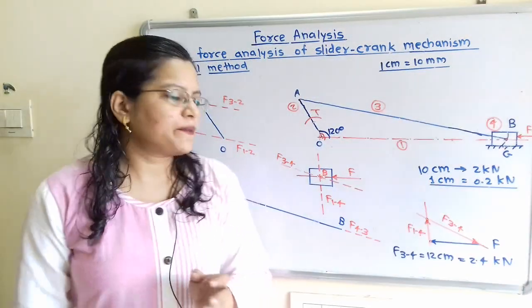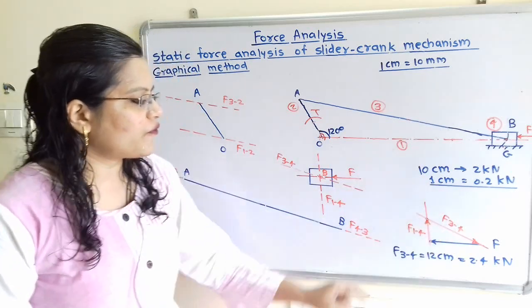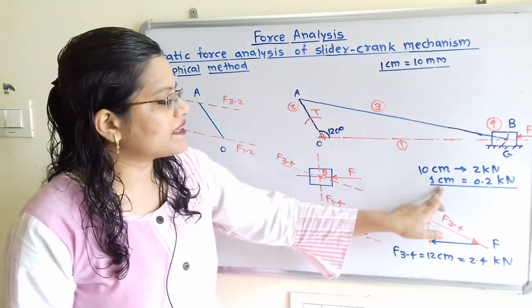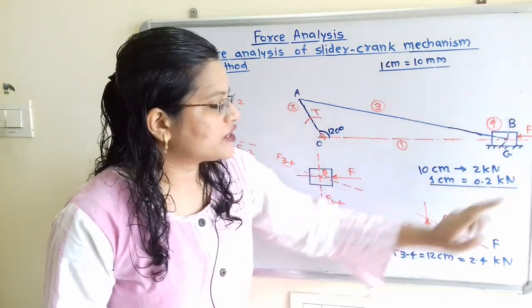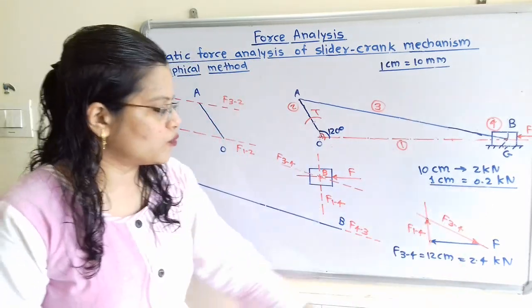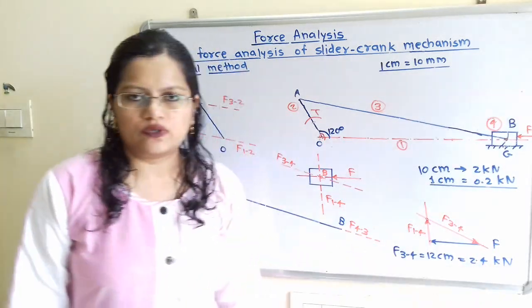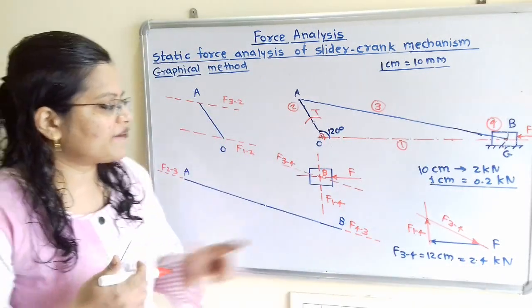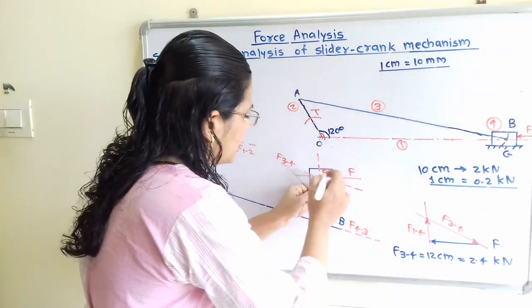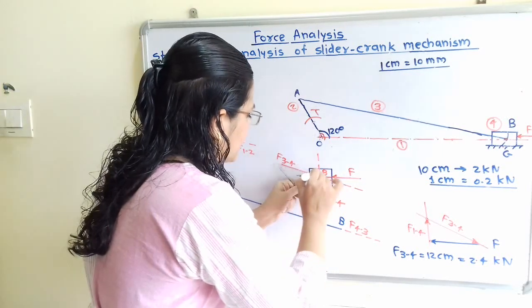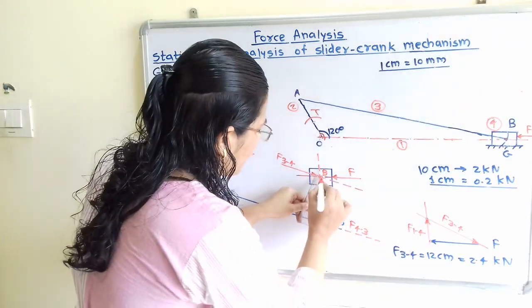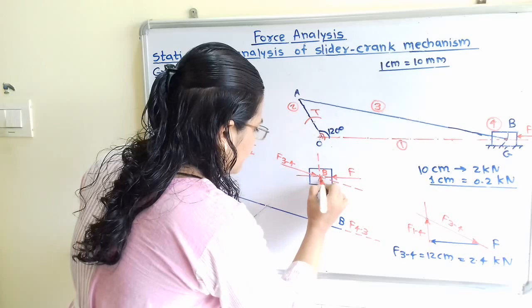Now we will calculate the magnitude of force F of 3 to 4. For that we will measure its length, and this length is equal to 12 centimeters. As per the scale, 1 centimeter is equal to 0.2 kilonewton, so F of 3 to 4 is equal to 12 multiplied by 0.2, that is 2.4 kilonewton. Now what is the direction of this F of 3 to 4? That is towards the right hand side, so we will mention the direction here. We will also mention the direction of F of 1 to 4, and this is in the upward direction.